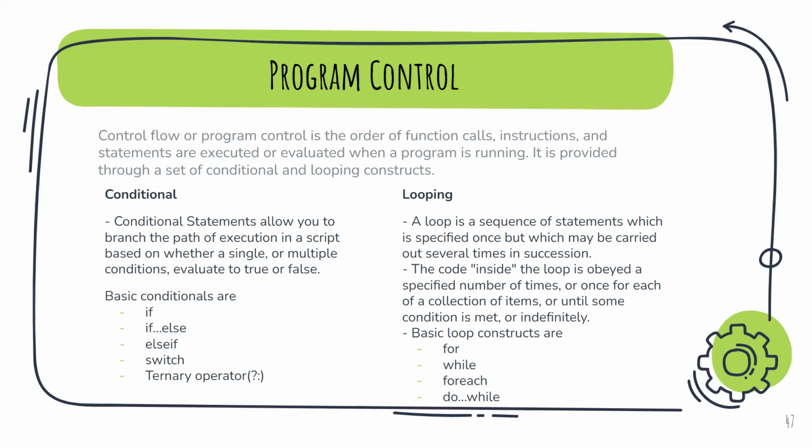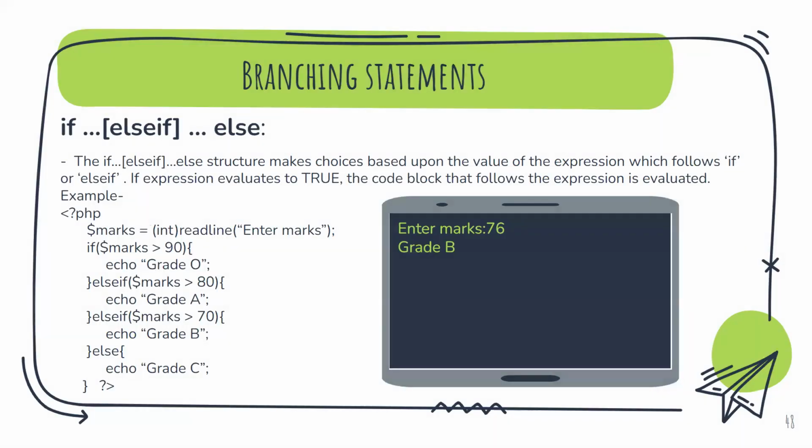And in case of looping, we have four different loop constructs. They are for, while, foreach, and do while. Let's discuss them in detail. A simple if statement contains just an if statement. It doesn't have any else if or else blocks. The syntax of it is we use the keyword if, and within the braces we place the condition, and we write the set of code in different blocks based on the conditions.